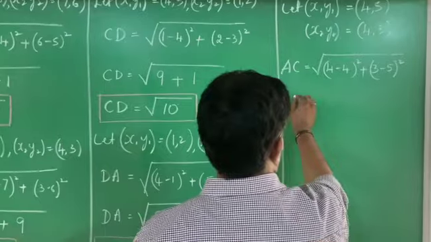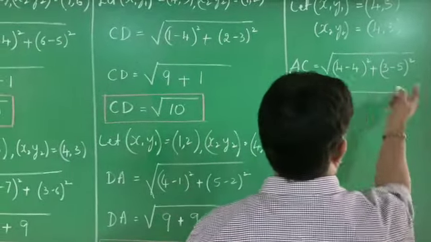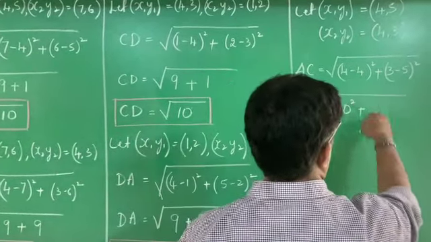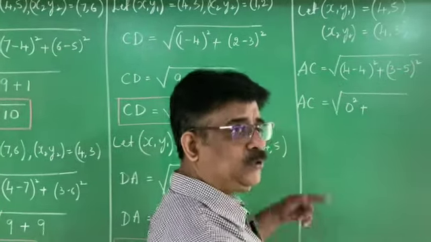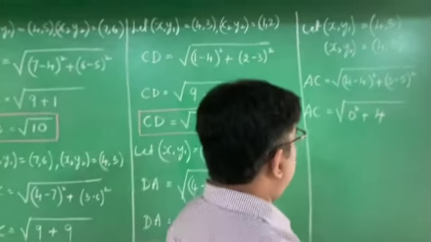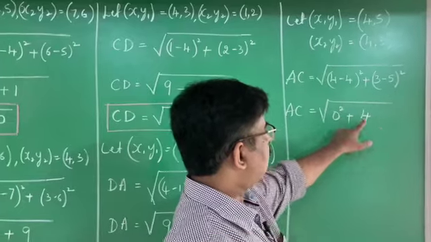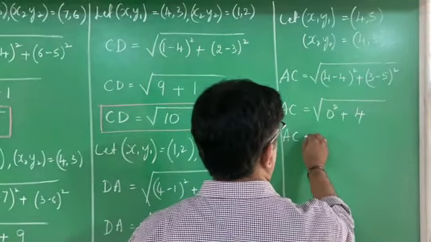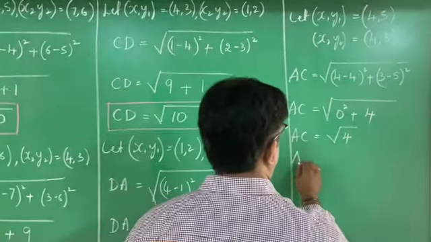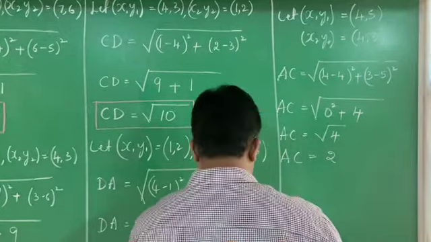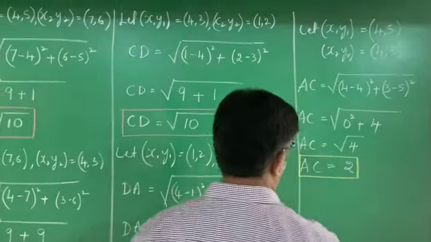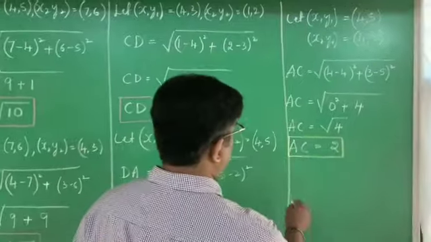Then AC is equal to, mathematical skill, 4 minus 4 is 0. 0 square, plus 3 minus 5 is minus 2. Minus 2 square is 4. Now 0 square plus 4. 0 plus 4 is 4. I write one more step, AC is equal to square root of 4. What is square root of 4? 2. I got one diagonal as 2 units. Now I find the another diagonal, that is BD.